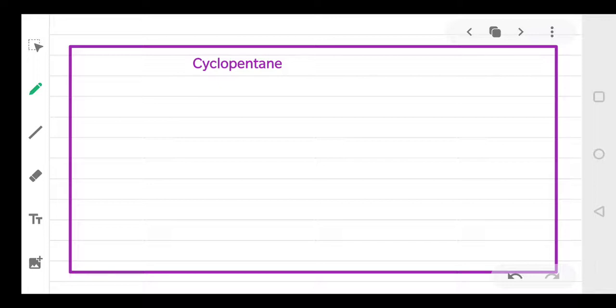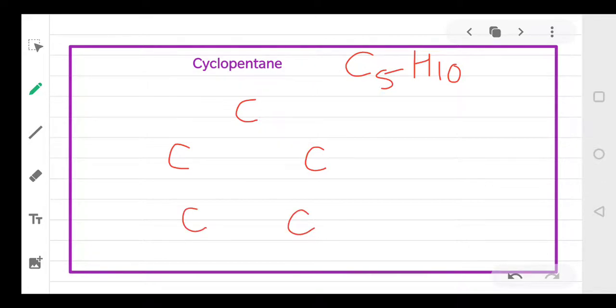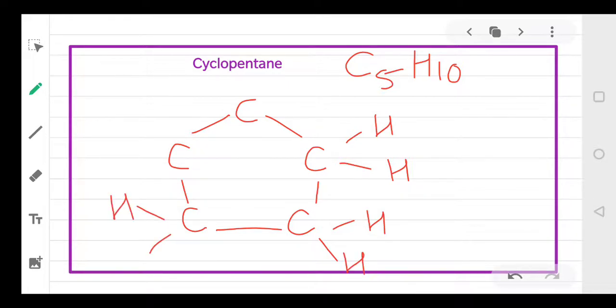Cyclopentane. The formula of cyclopentane is C5H10. Okay, C5H10. Now 5 carbon should be arranged in a circle. So 1 2 3 4 5. All single bonds. Okay, now attach 2 hydrogen on every carbon. So likewise we will have, like this. Okay, so this is the structure of cyclopentane.